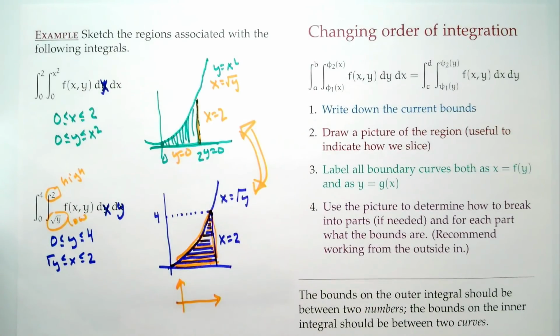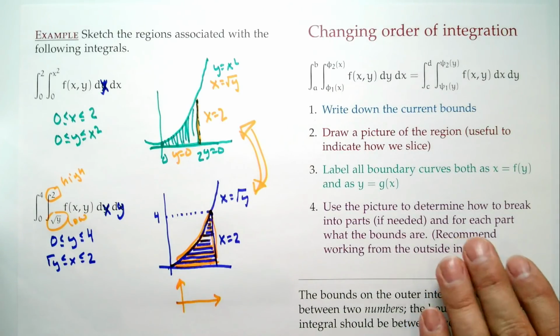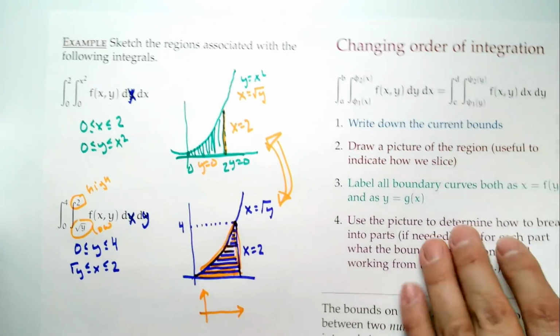The last comment down here we've already mentioned. The outer integral should always go between numbers. The inner integral should go between curves. Okay, well, let's try it. We know the theory. What's the practice?